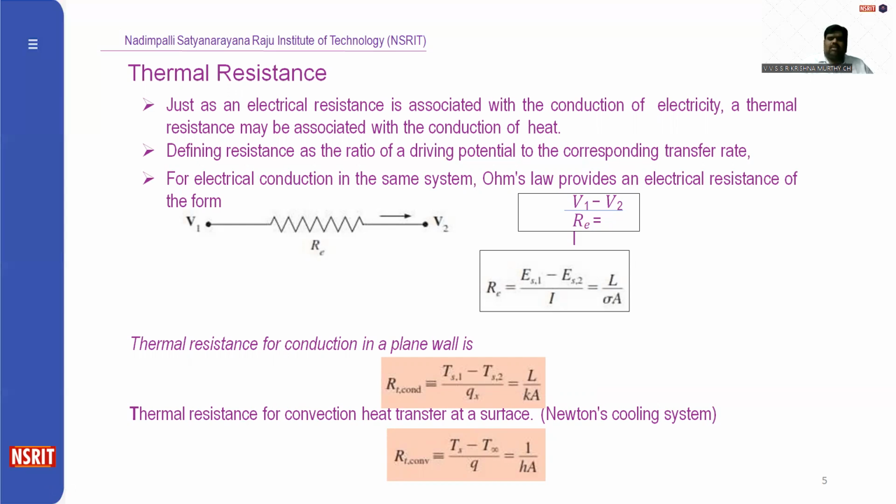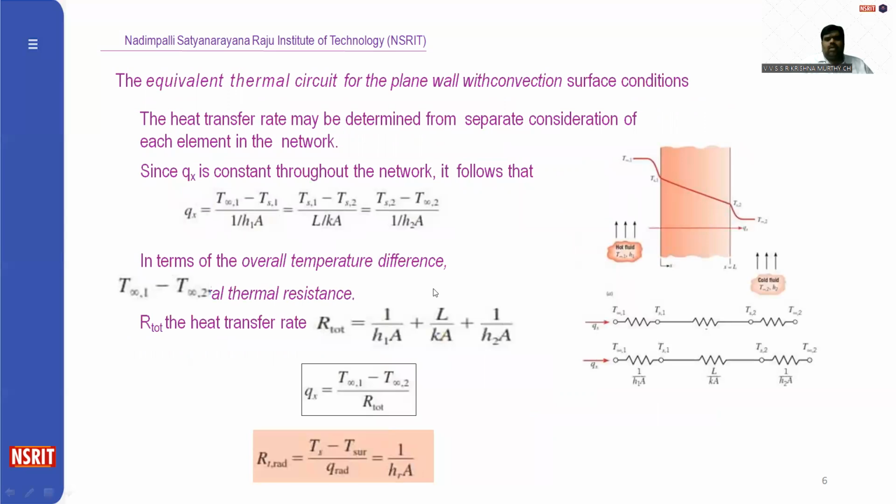Similarly, for convection, it is 1 by hA. So if we have a circuit with one conduction and two sides, inlet and outside, with a convective mode of heat transfer, then there is a new term called the overall heat transfer coefficient. We have to take both the convective and the conductive resistances.